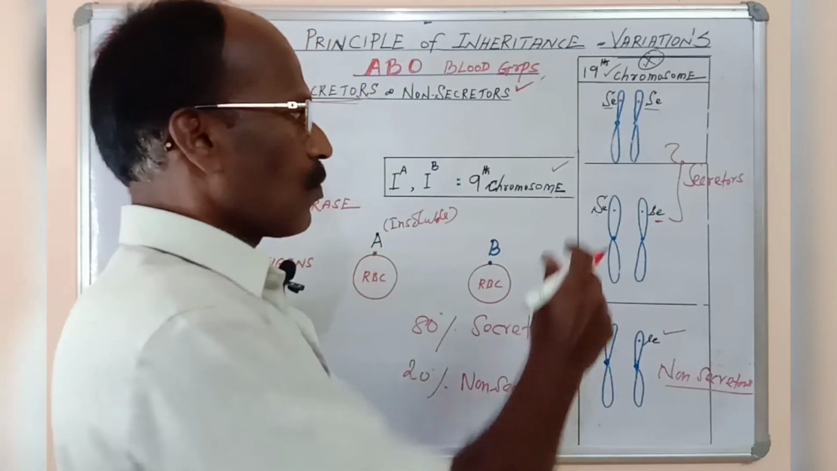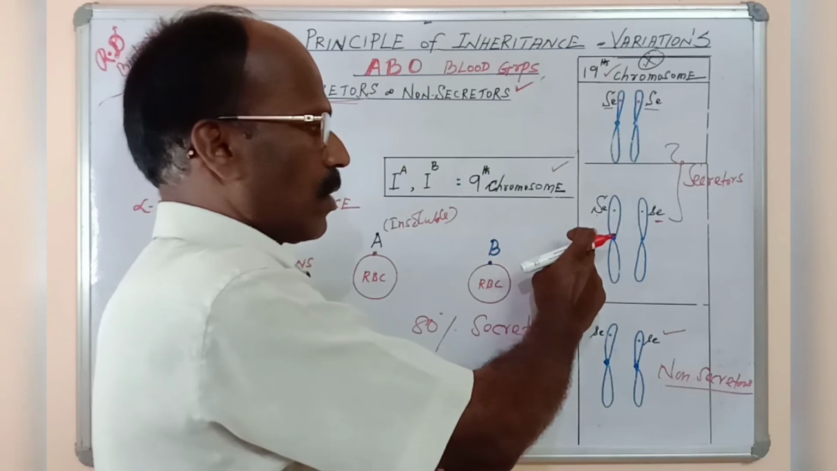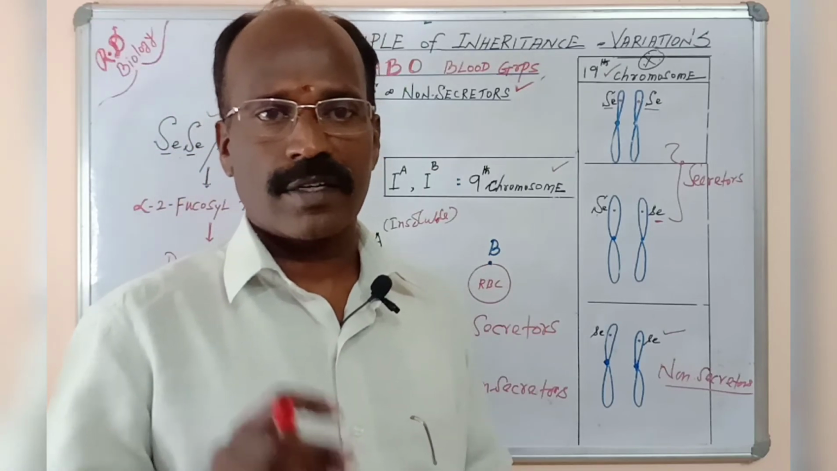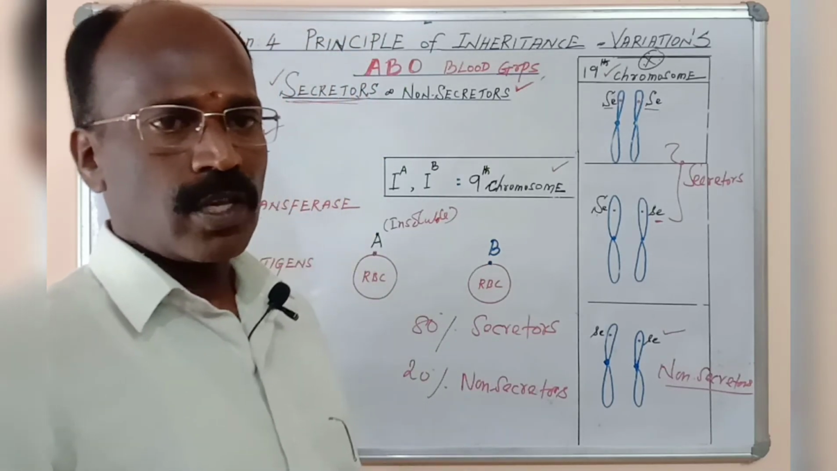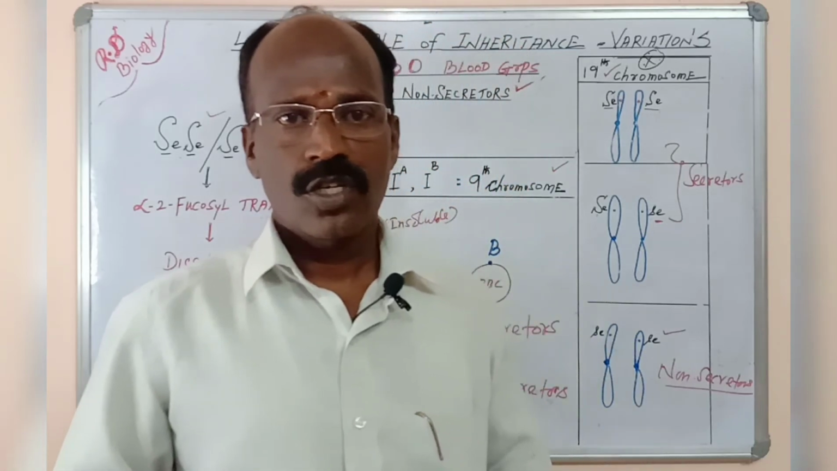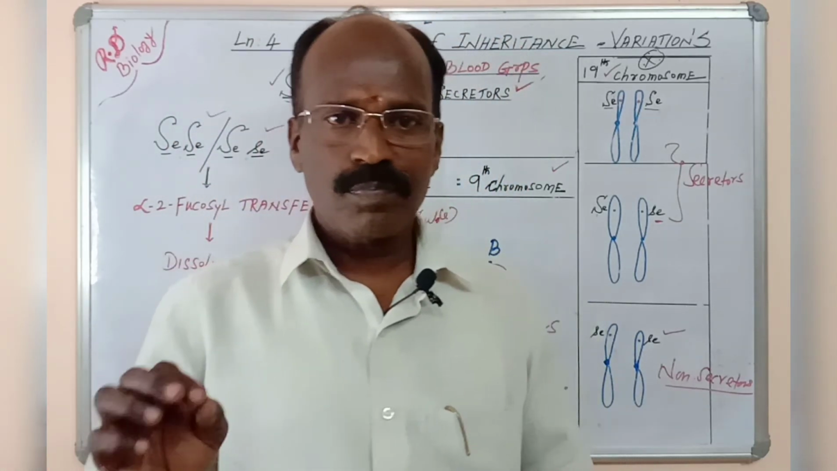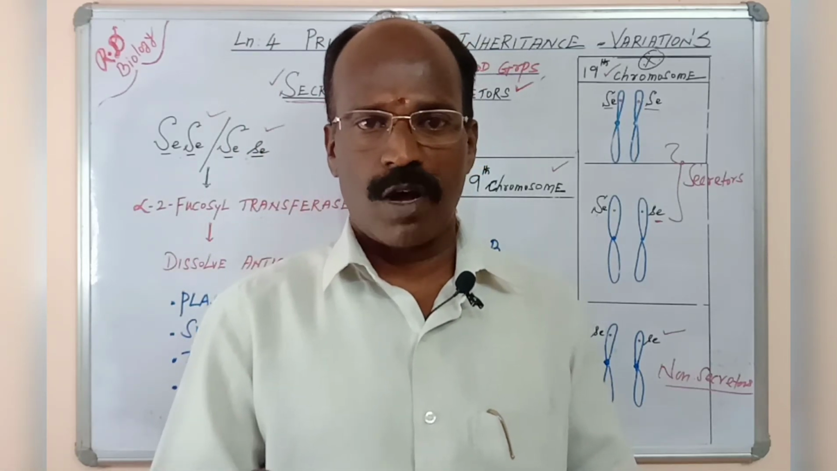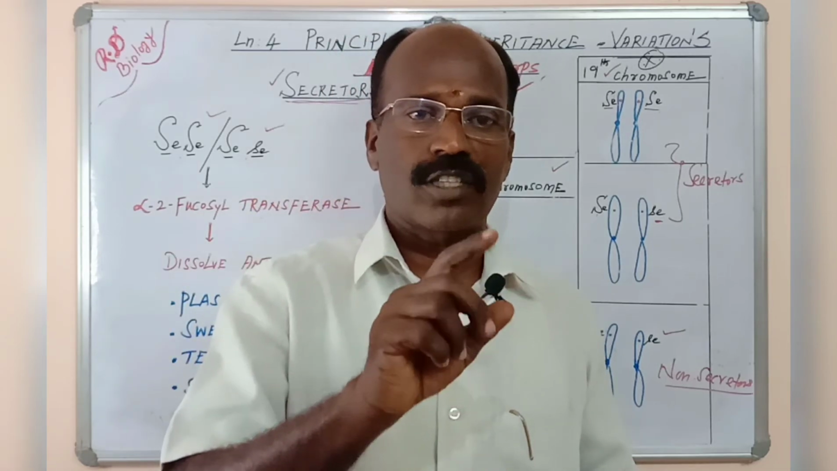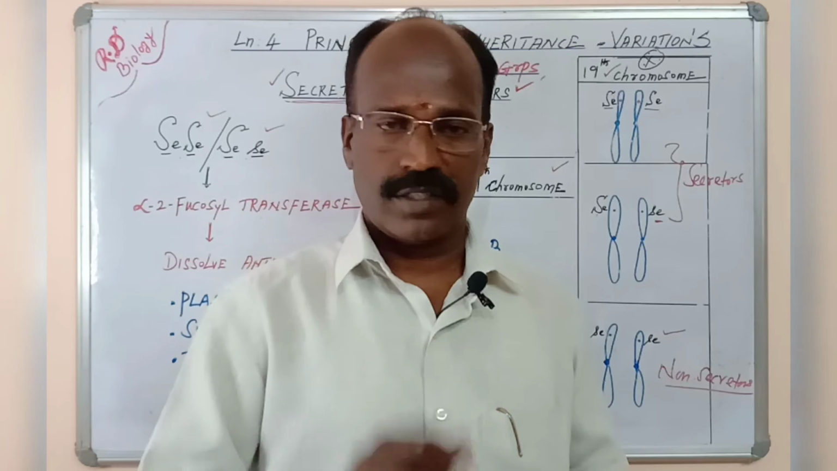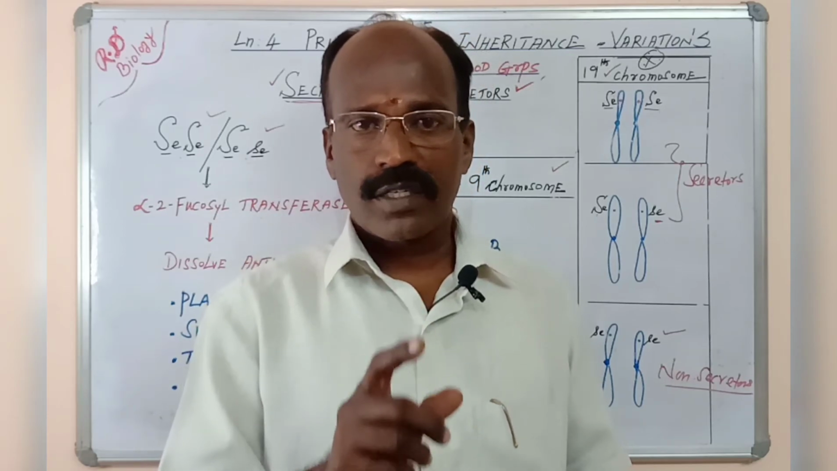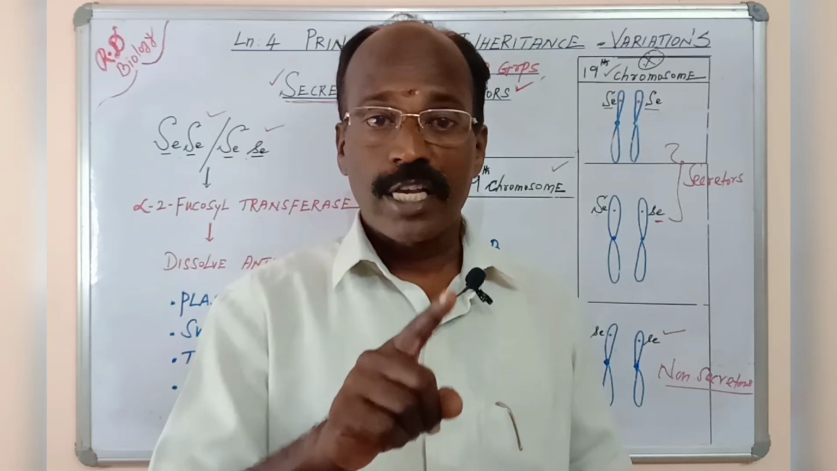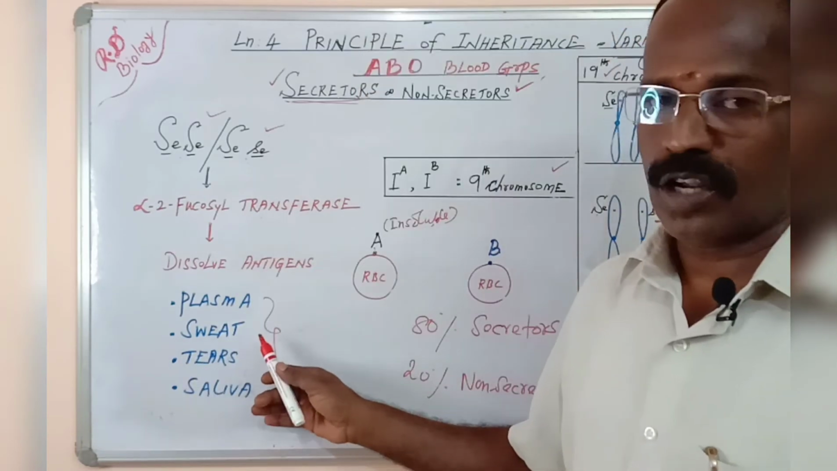So simply, the first two, homozygous dominant and heterozygous dominant, are the secretor type. The homozygous recessive genotype is non-secretor. I hope you have understood who are secretors and who are non-secretors. In simple words, those who have soluble antigen in the plasma apart from insoluble antigen on the RBC membrane are secretors. Those who do not have soluble antigen in the plasma but have insoluble antigen on the RBC membrane are non-secretors.